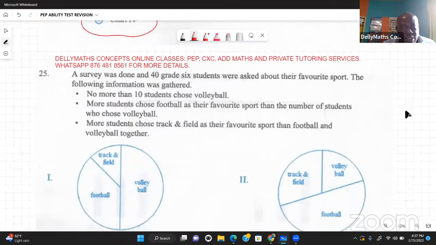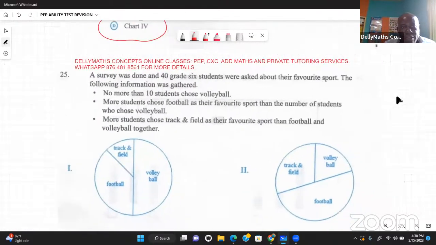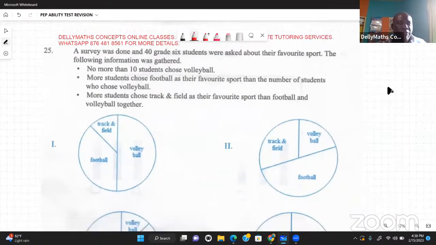All right, let's check this out. So we're going to have to read this information carefully and then look at the diagrams, all right? So it says a survey was done, and 40 grade 6 students were asked about their favorite subjects. So we're talking about having 40. Now, no more than 10 students chose volleyball. That means less than or equal to 10.